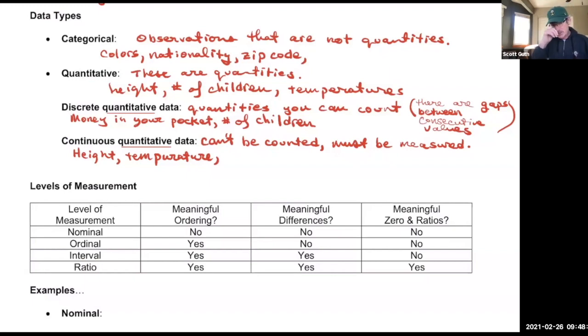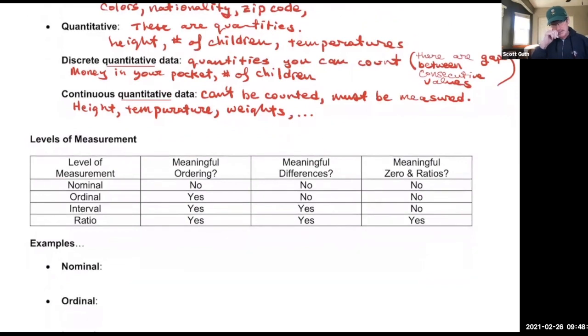Okay, heights, temperatures, weight, all these other things that you use measuring devices on, like a ruler or a scale or whatever, those are going to be continuous. Any questions? Okay, so those are important distinctions.